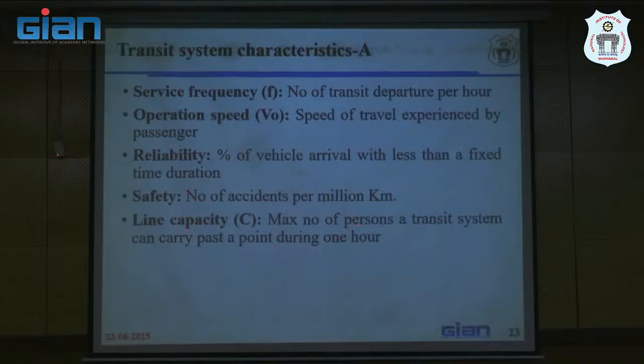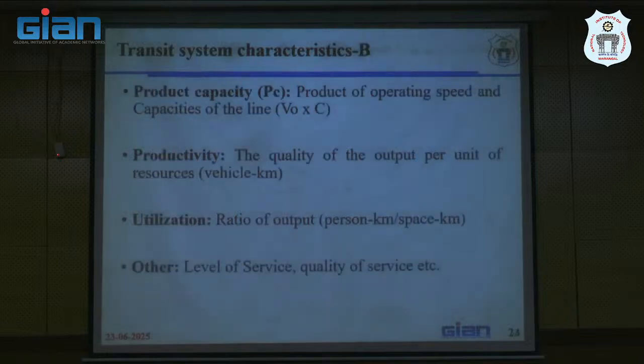And the line capacity, the maximum number of persons a transit system can carry past a point in a duration of 1 hour. Of course, then the product capacity, the product of operating speed and the capacity of the line. If you have the speed and you have the capacity of the line, you multiply them together, then you get the product capacity. So this explains these factors, why the product capacity is important. If you are not bothered about the product capacity, what happens?